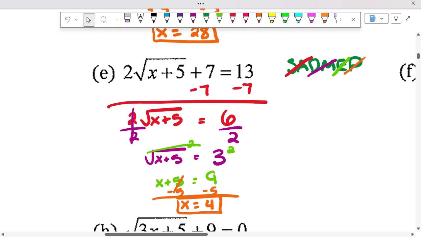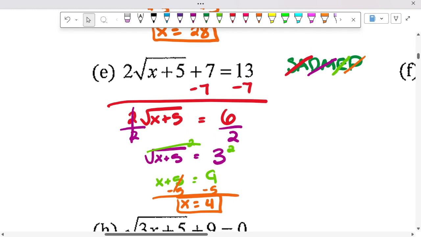So you should be able to cross out everything in SADMEP. Now, sometimes if it doesn't have that operation, you can just immediately cross it out. So for example, let's say you didn't have that 2 in front of it. You can go ahead and cross out the multiplication division parts. All right, but this should be what you're doing when you're trying to solve these. Okay, at least until you get decent at it.